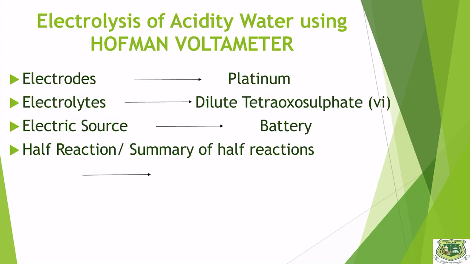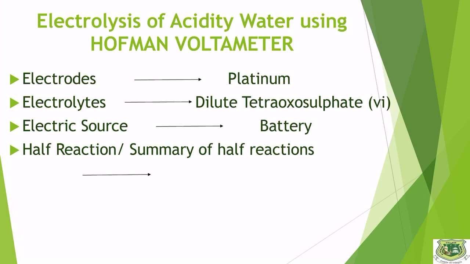When at the anode we have two ions, we have tetraoxosulfate 6 ion and hydroxyl ion. So according to the electrochemical series, the hydroxyl ion is below the tetraoxosulfate 6 ion in the what?